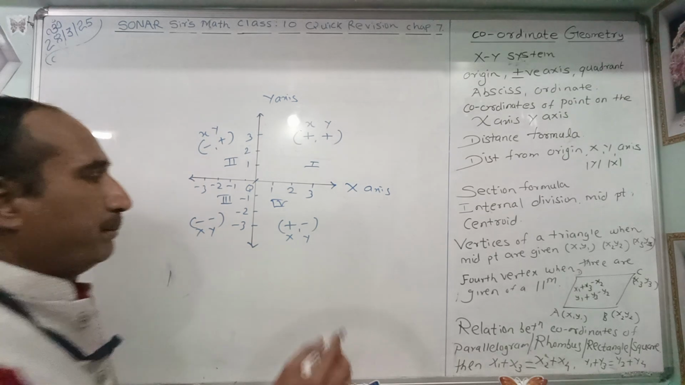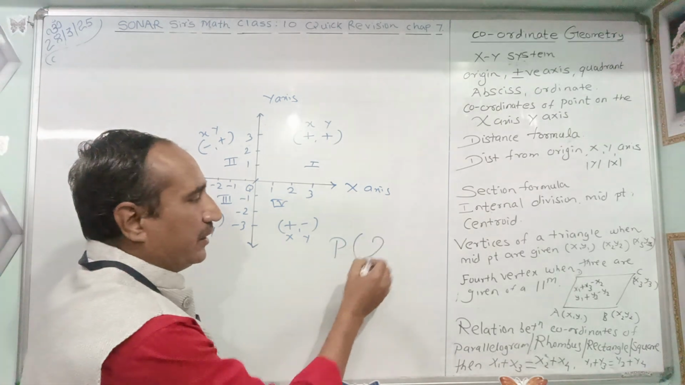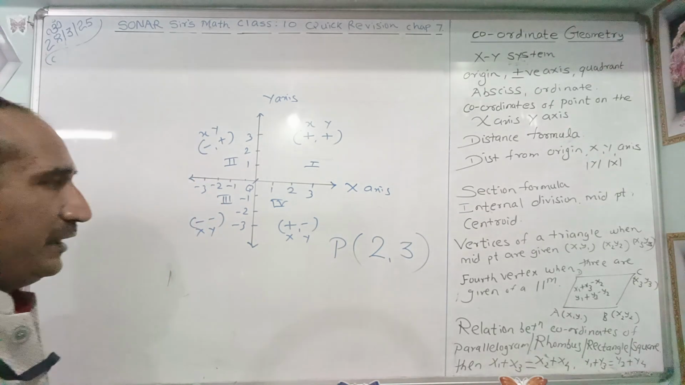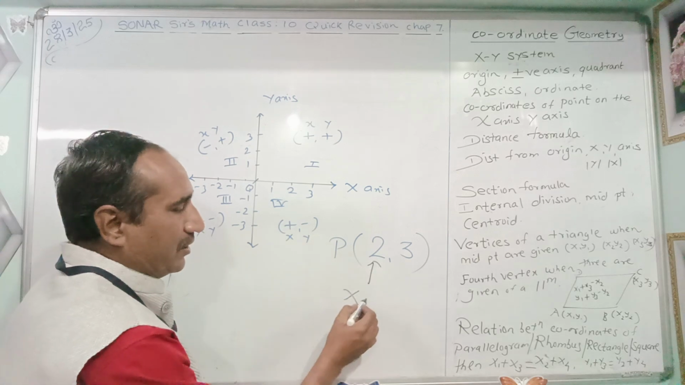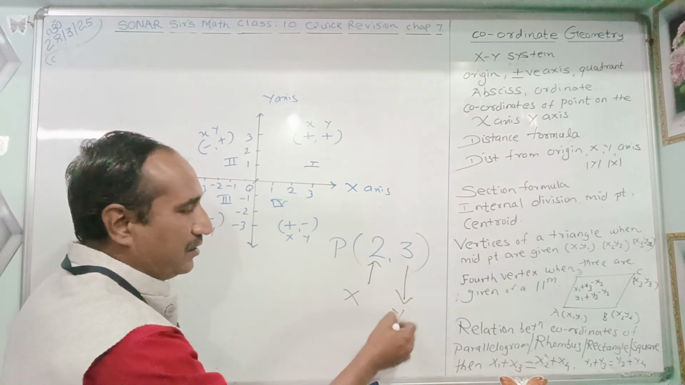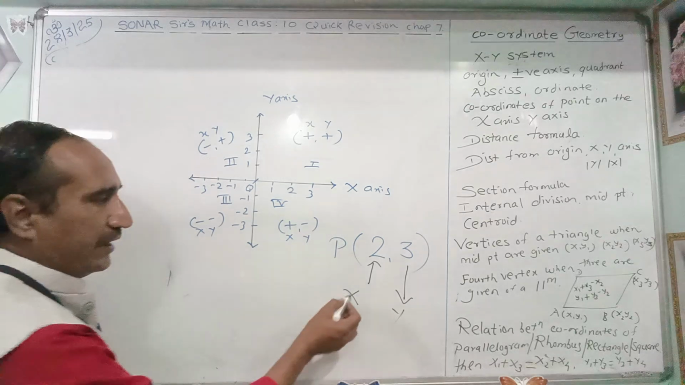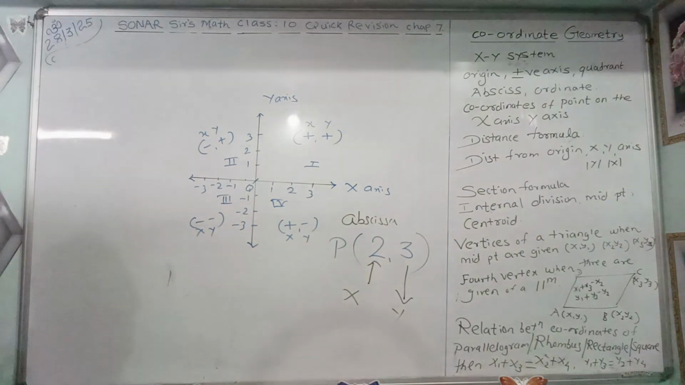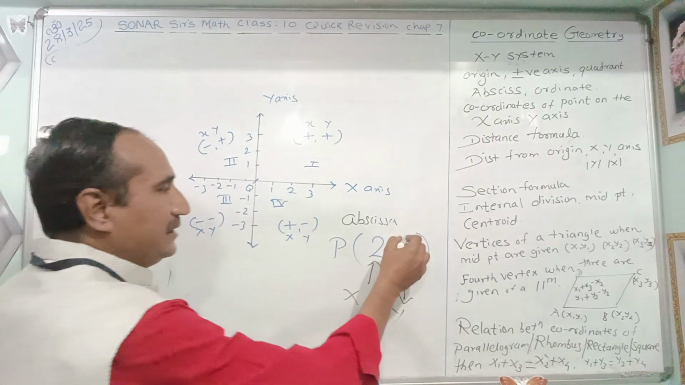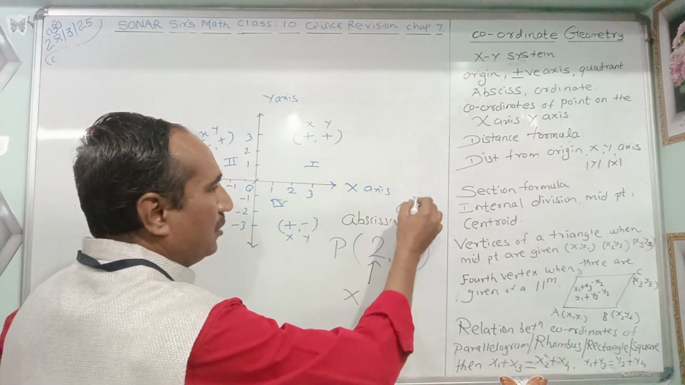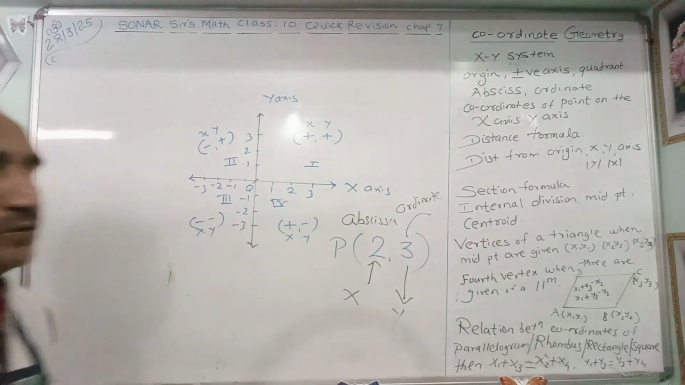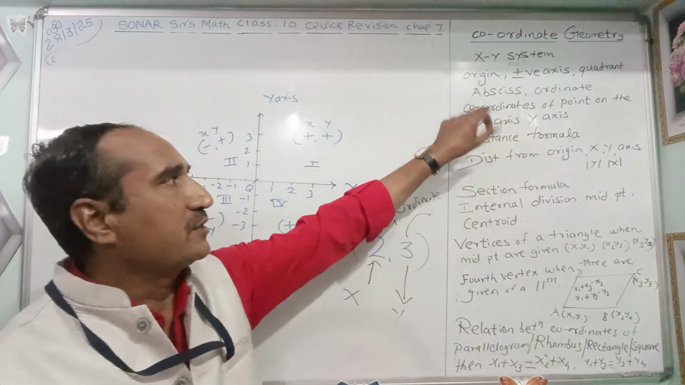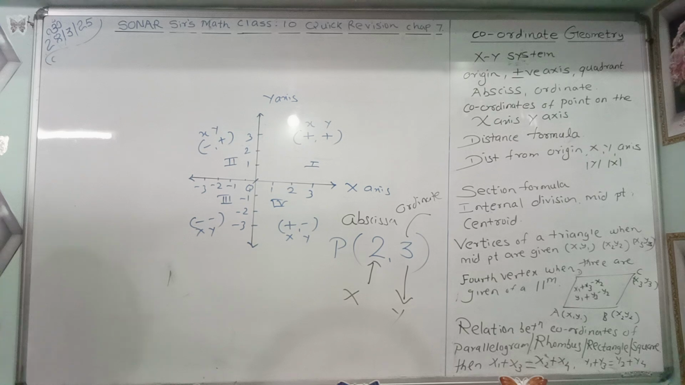Now if P is any point whose coordinates are 2 and 3, then the first coordinate is called the x coordinate and the second one the y coordinate, where the x coordinate is also called the abscissa, while the y coordinate is also called the ordinate. So we discussed abscissa and ordinate. Let's move on to the coordinates of a point on the x and y axes.